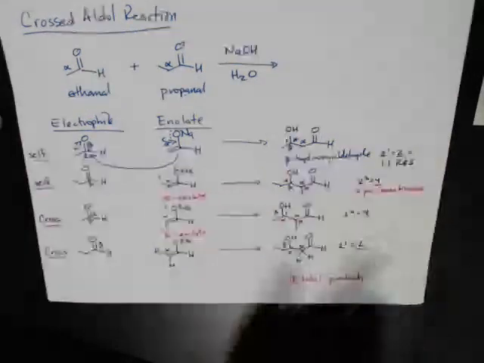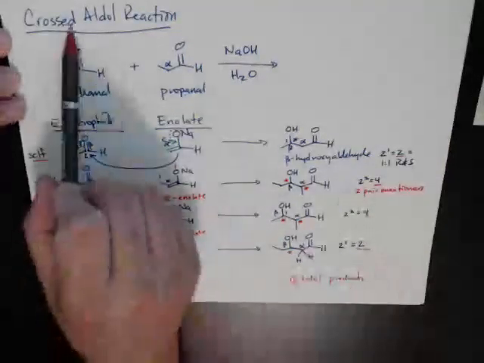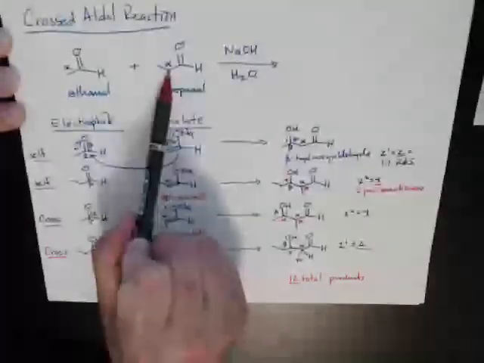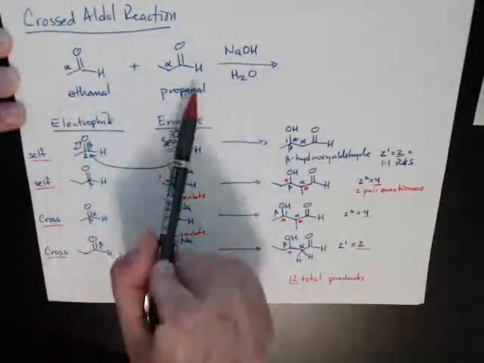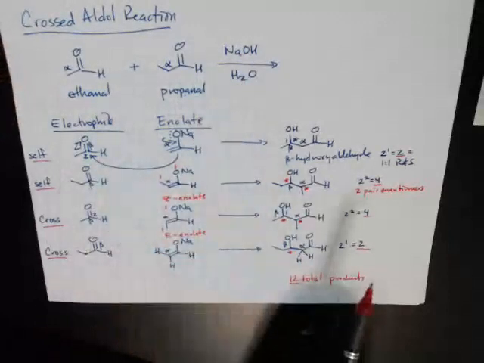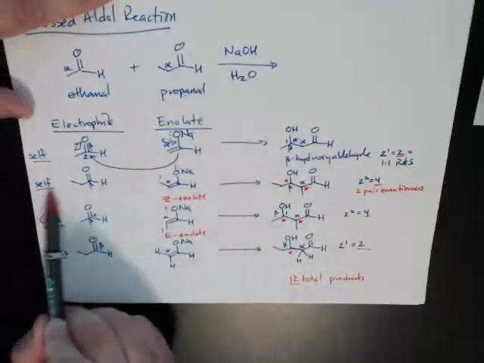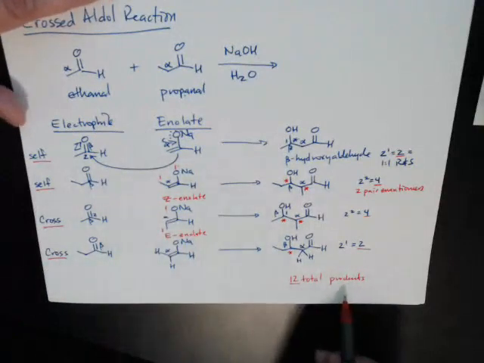Okay, so just to recap this before I move this slide over. A crossed aldol is when you have two different species that can each form enolates. You're under conditions that will not control which one forms the enolate or which one forms the electrophile. So you look at all the possible scenarios. In this case, we end up with 12.